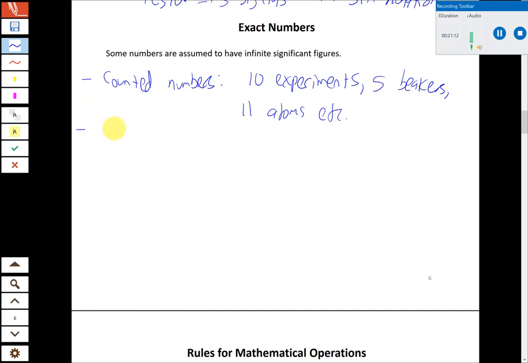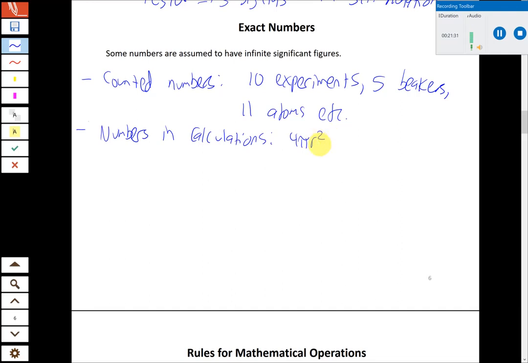All right, and then if we have numbers in calculations, in formulas basically. So if we have the formula for the area of a circle, which is 4 pi r squared, that would be the surface area of a sphere.